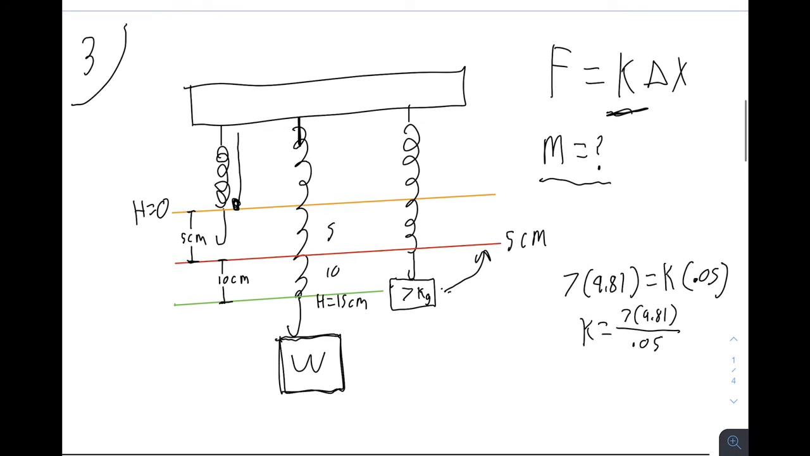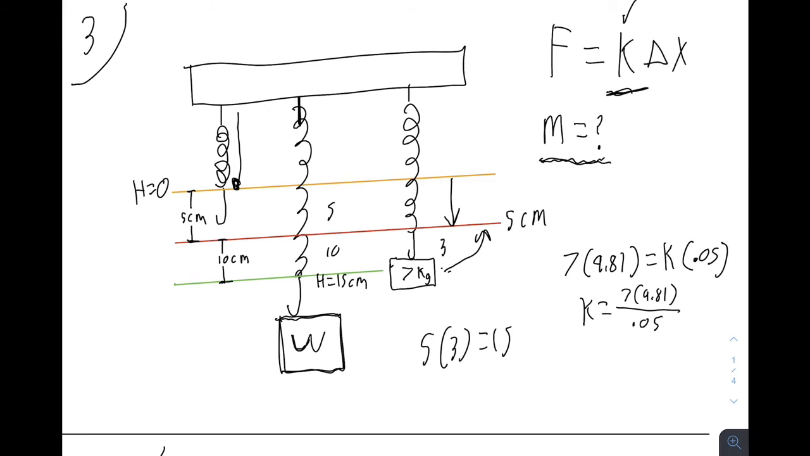Another way of thinking about this is the spring is the same, so the k constant is constant. Gravity isn't going to change. So if we're trying to find the mass, we have some mass pulling it down 5 centimeters, and then a second mass pulling it down 3 times as far, 15 centimeters. 5 is 3 times smaller than 15.